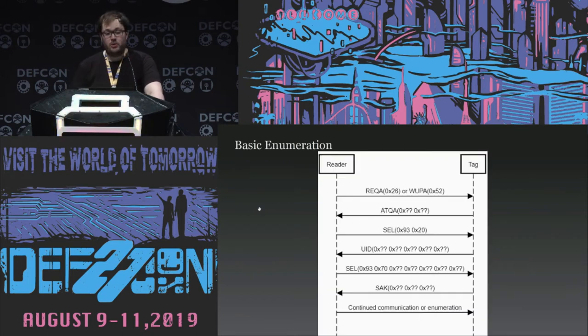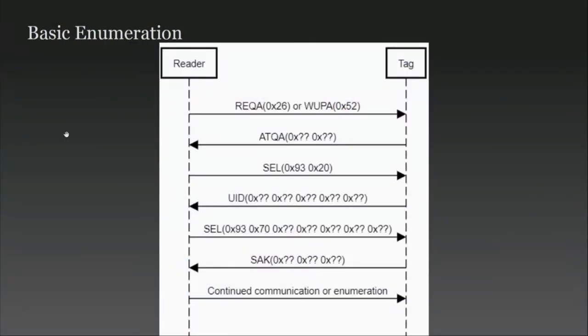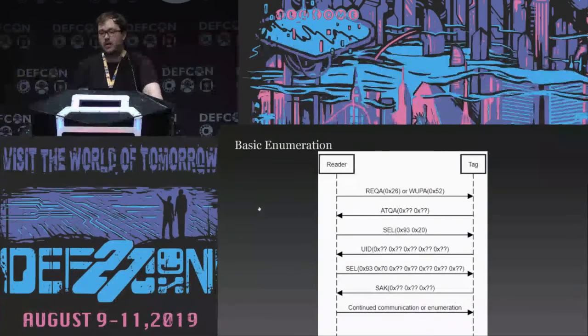The basic NFC enumeration we're going to look at today starts with a request or wake-up command, which requests any tags that haven't spoken or are ready to speak. Then an ATQA, which responds with the initial part of what the tag does. A select, which requests the unique identifier from the tag, and a further select in order to select that specific tag, depending on whether there's more than one on the reader. Then a final SAK value, which gives the final information about what this tag does. And then continued enumeration and communication based on what's happened there.